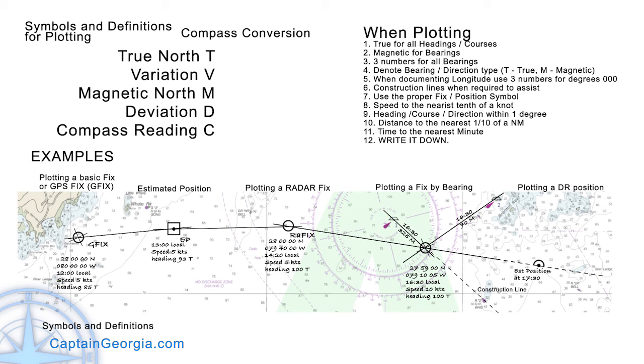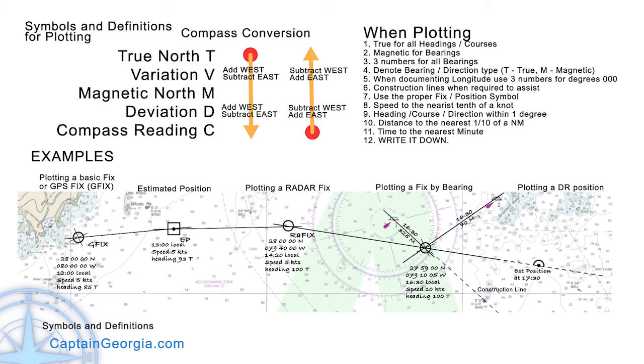One last thing, remember your compass conversions. Since we're doing everything in true north on the chart, we can't steer our boat true north. We have to steer it from our compass, so we have to convert from true to compass and sometimes compass back to true. True north, T. Add west, subtract east of our variation to get our magnetic. We go to our deviation tables, add west, subtract east to get our compass reading.